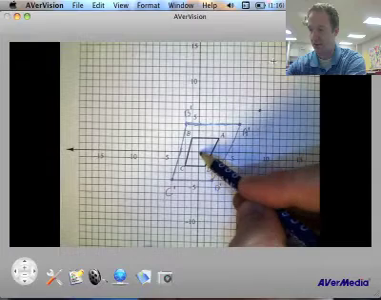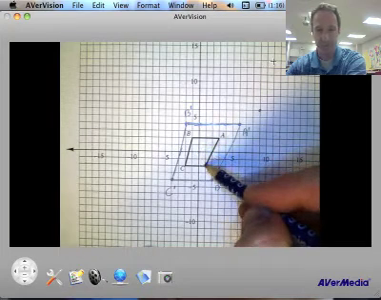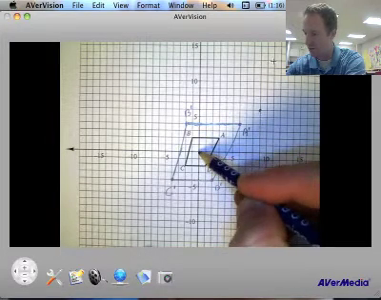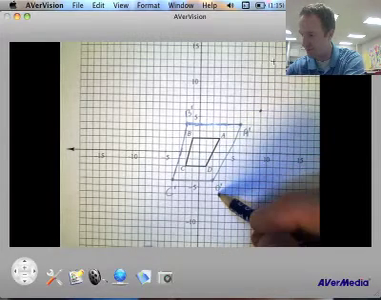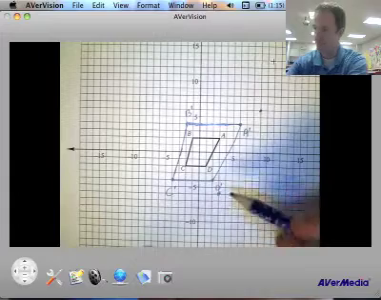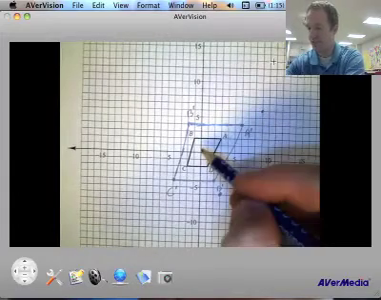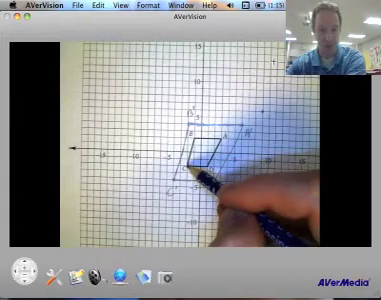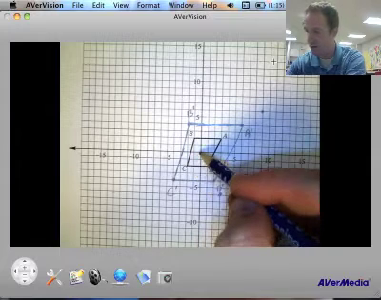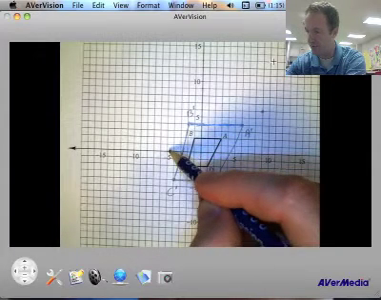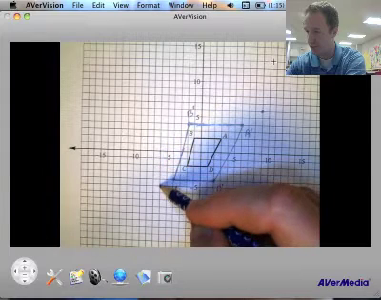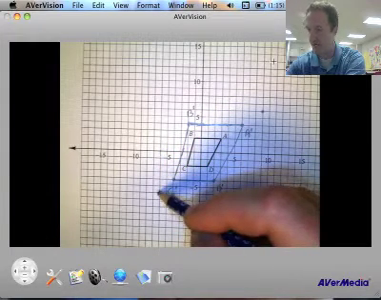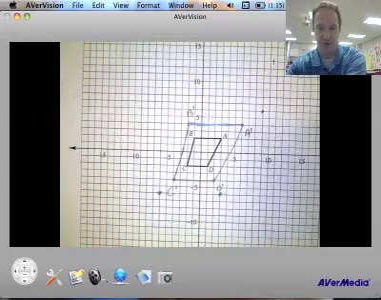To get to D, you go right 1 and down 2, but we're going to go 3 times as far. So right 3 and down 6. To get to C, you go left 2 and down 2, but we're going to go 3 times as far. 1, 2, 3, 4, 5, 6, and down 6. 1, 2, 3, 4, 5, 6. 3 times as far in each direction.